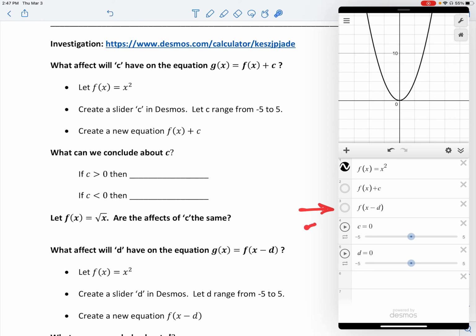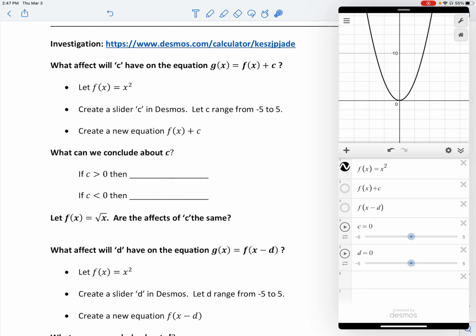In the third line here, I have another function. With f of x, I've now subtracted d inside of x. What that means is we've taken this function x squared and we're subtracting a d from x before it gets processed. I've created a slider for that parameter too. You can see d right here. We just hit play and d also goes from +5, then to 0, then to -5. We'll stop that one at 0 also.